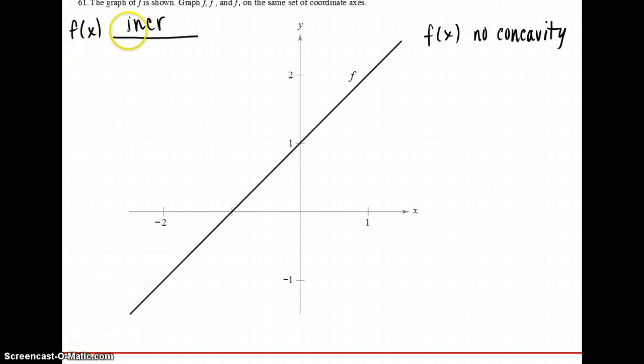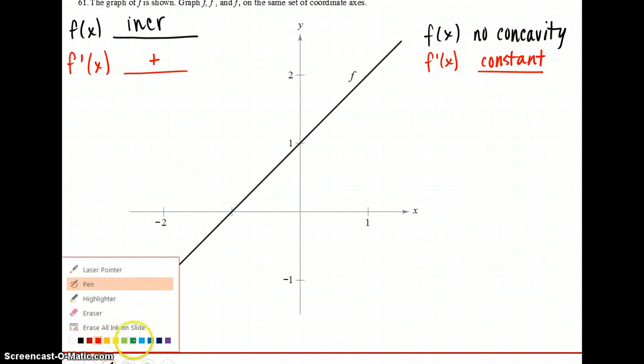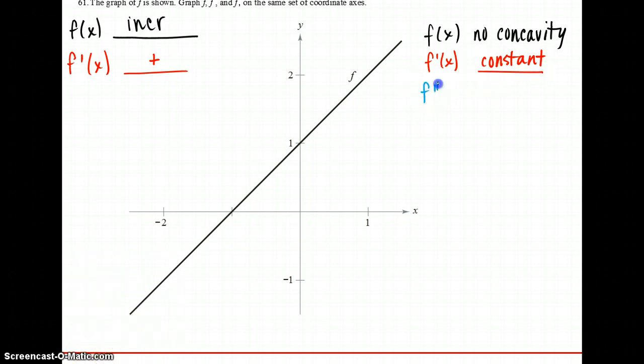Okay, so if my function is strictly increasing, my derivative is going to be strictly positive. If my function has no concavity, my derivative is going to be constant. There's going to be no change in direction. And then lastly, if my function has no concavity, my second derivative has a value of 0. Alright, so let's start with graphing the second derivative.